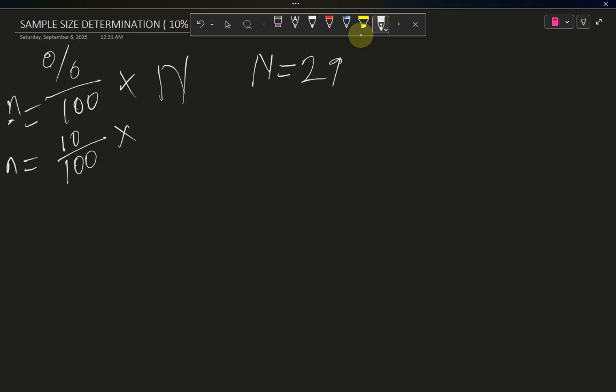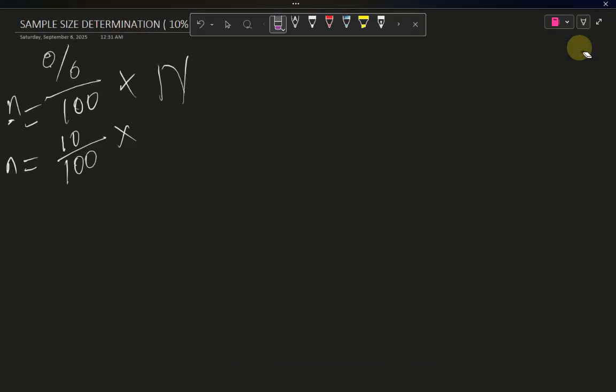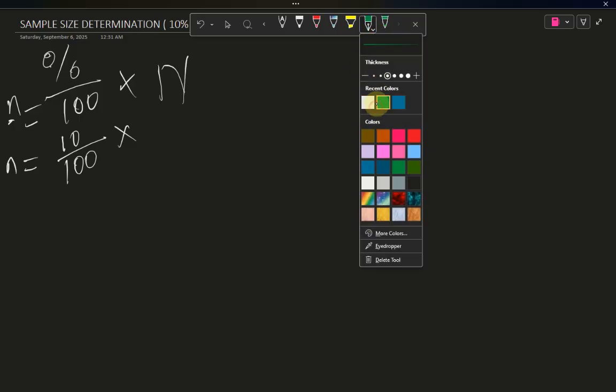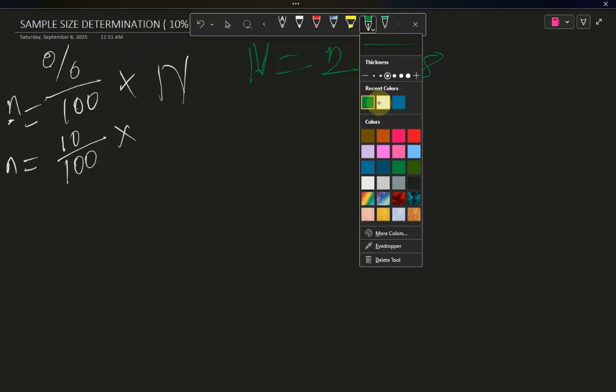Our number is 2958. That's our sampling frame, which is made up of the accessible population. 2958: two nine five eight. Yes, sir. So we are using 2958.